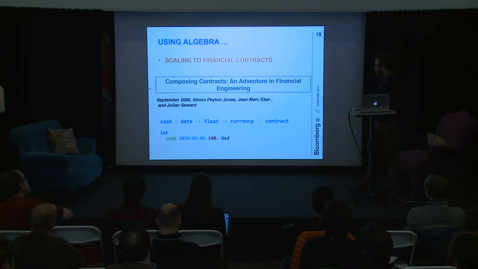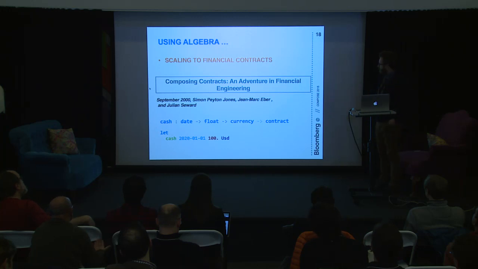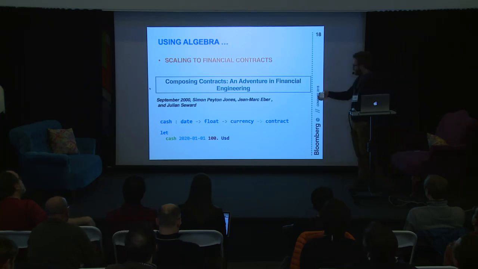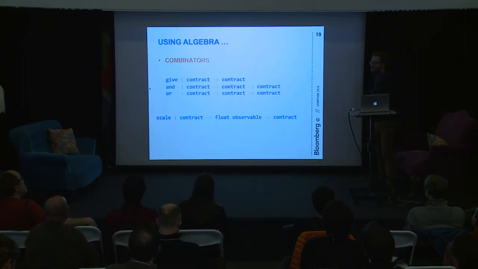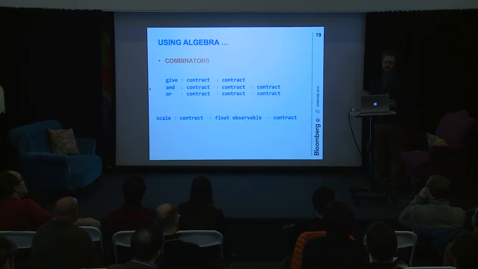So here is an example where we introduce a function called cash, which takes a date, takes a number, a currency, and gives you a contract. Okay, so you have a fundamental type called contract. What can you do with it? Well, you can do the things that we love to do in algebra. So we can do AND and OR. So what is an AND? If I give you a cash and another cash, it's just an aggregation. What is an OR? An OR is a choice.